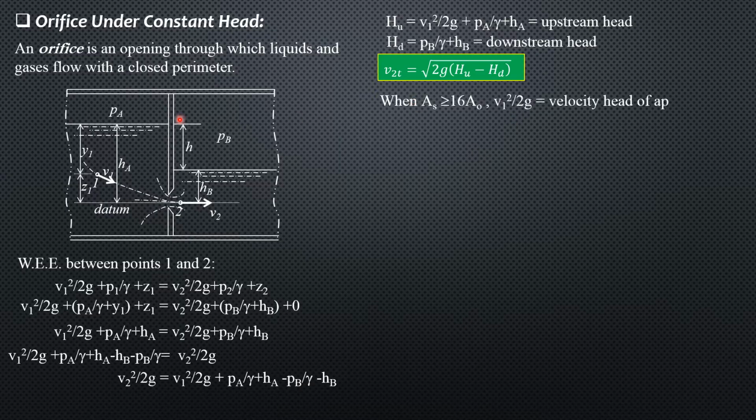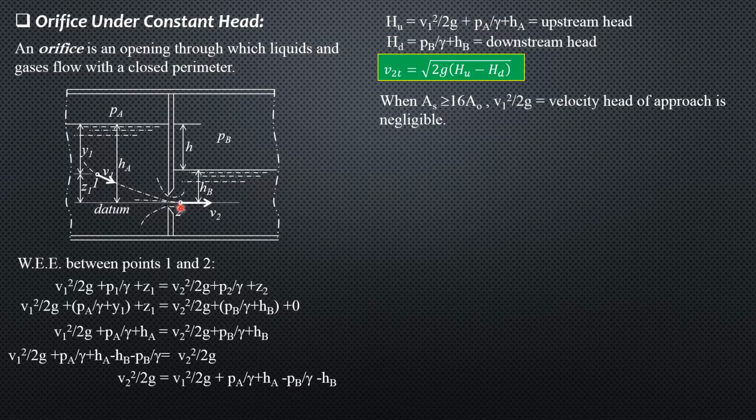So when the area of the left reservoir is greater than 16 times the area of this orifice, then the velocity head of approach is negligible, where velocity head at 1 is the velocity head of approach. Or, in short, if this is the particle and the area of the reservoir is very large, it will take a long time before it reaches point 2. So that's why the velocity head at 1 is negligible. If that is negligible, the upstream head consists only of pressure head at A plus H_A.